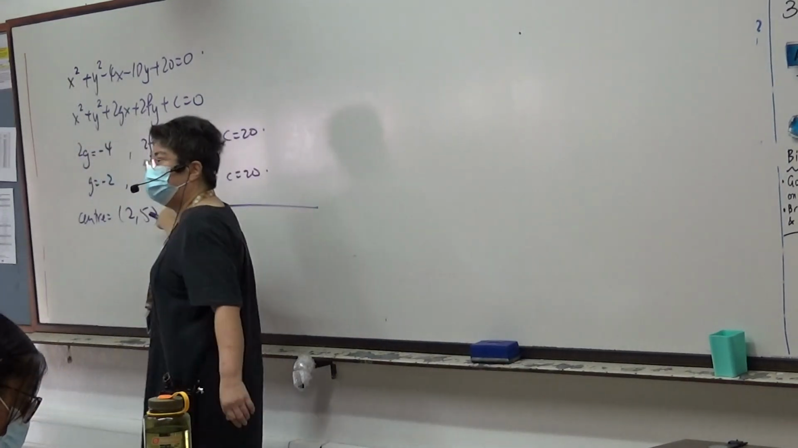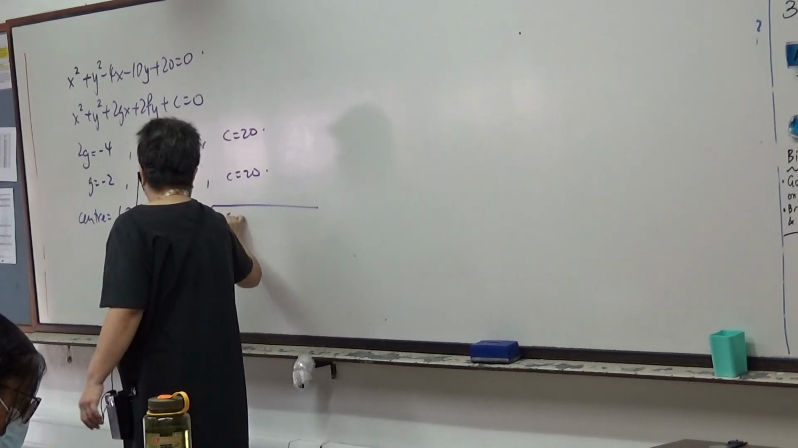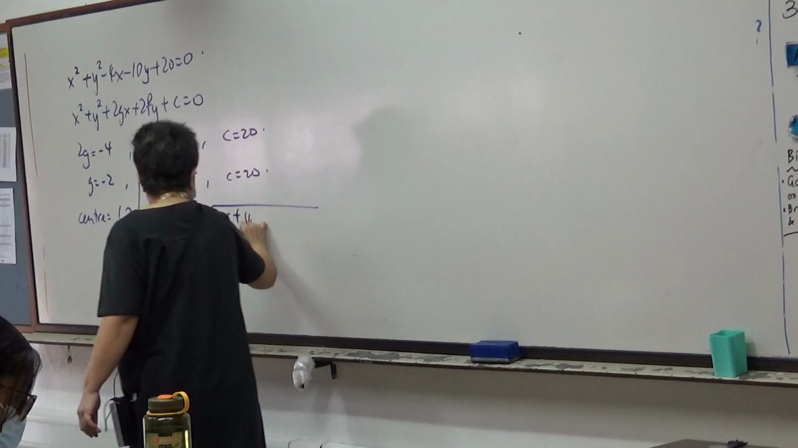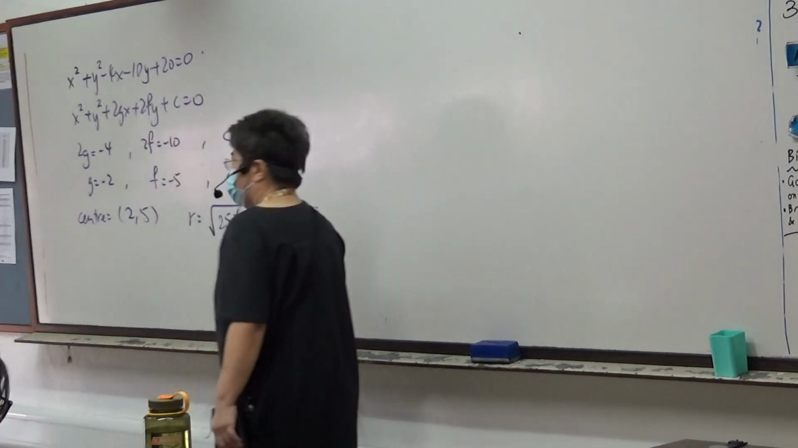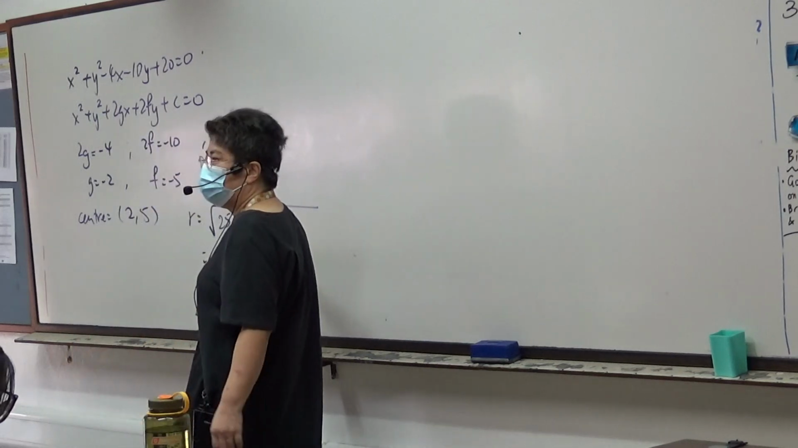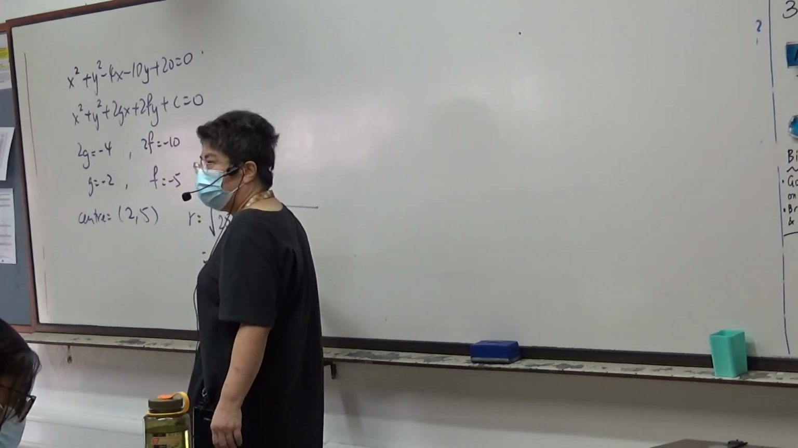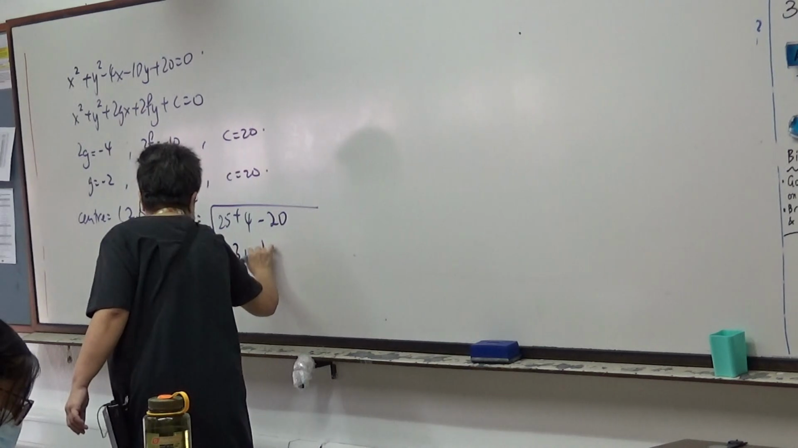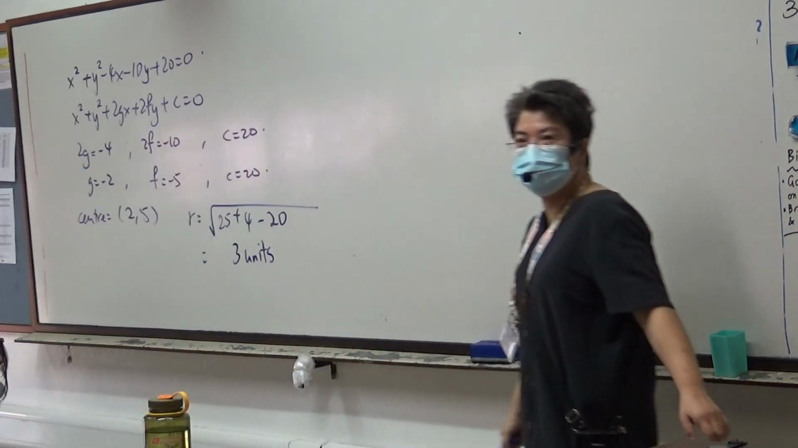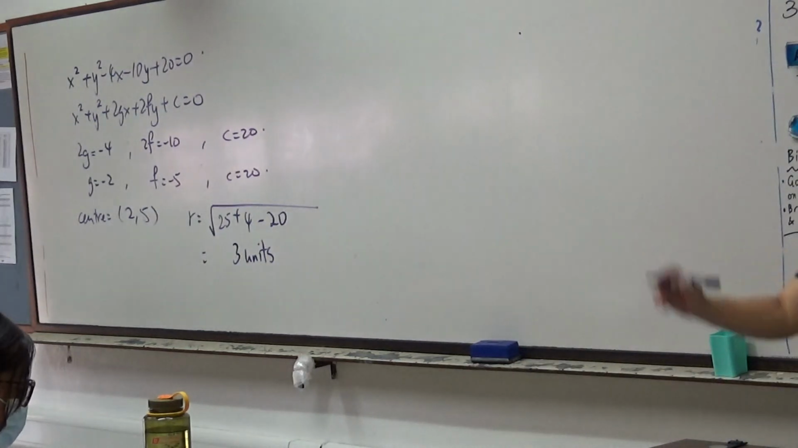F squared, we come up 25. G squared 4 minus 20, right? So what is this? 29 minus 20 is what? 9. Square root of 9? 3. So, very fast. Center 2, 5, radius 3 units. Everybody okay? First part done already.